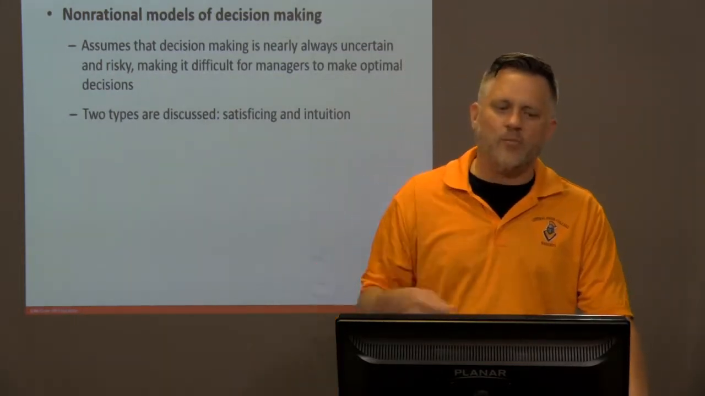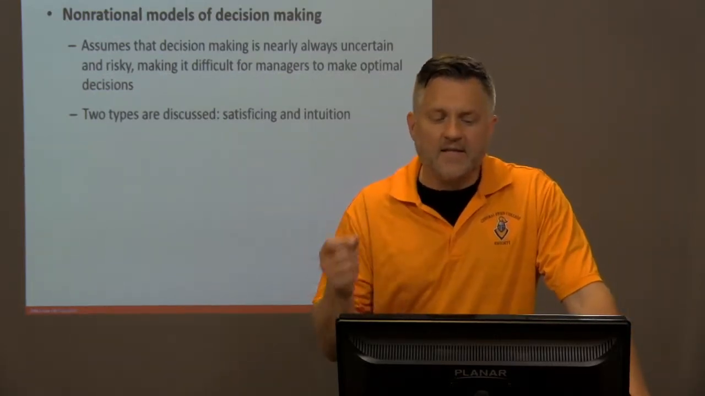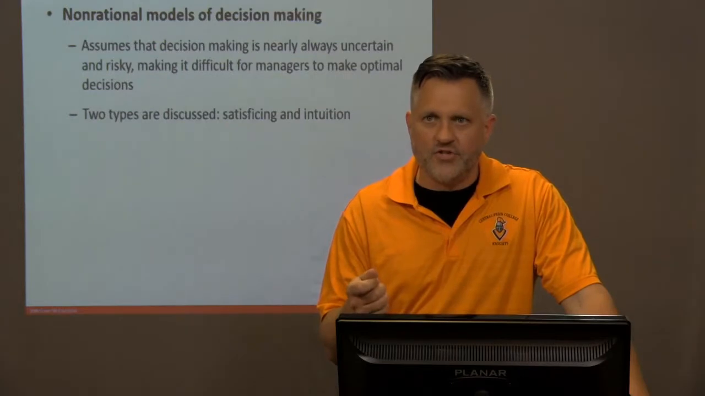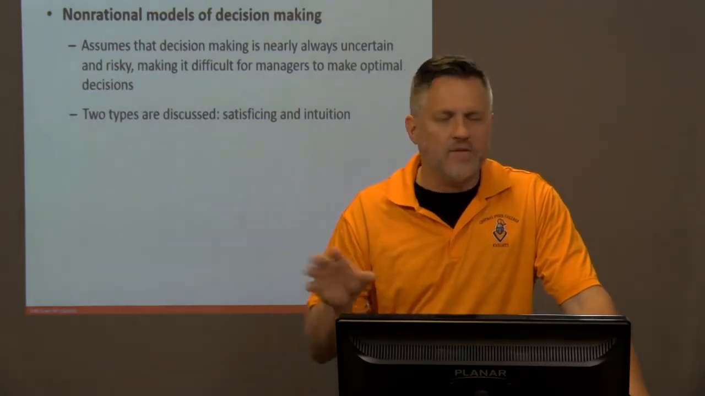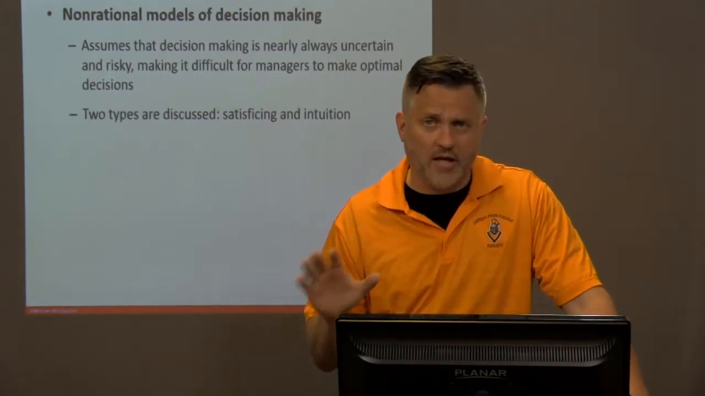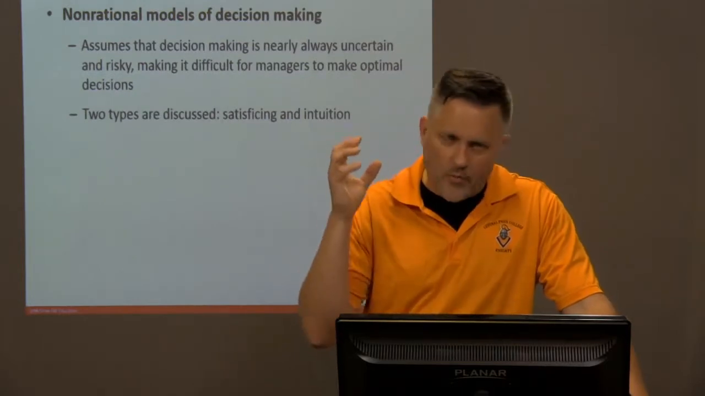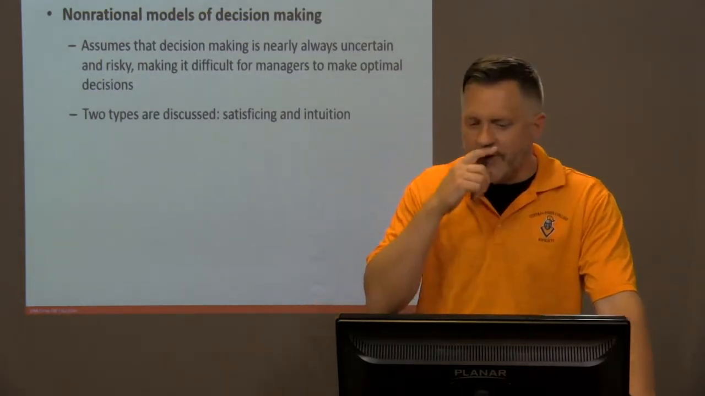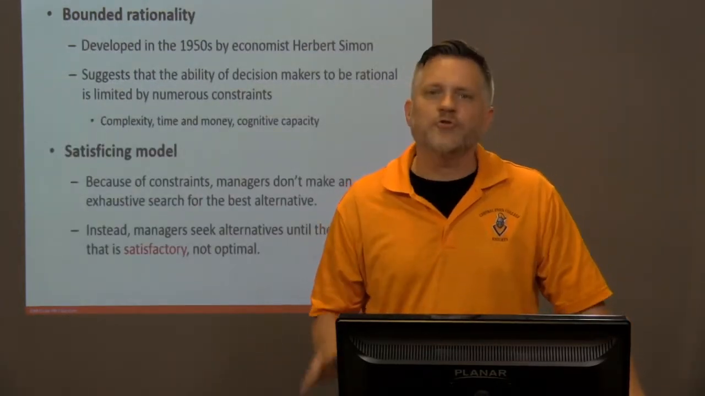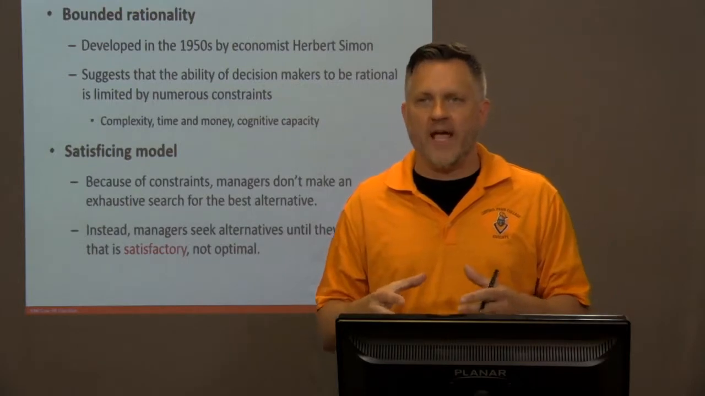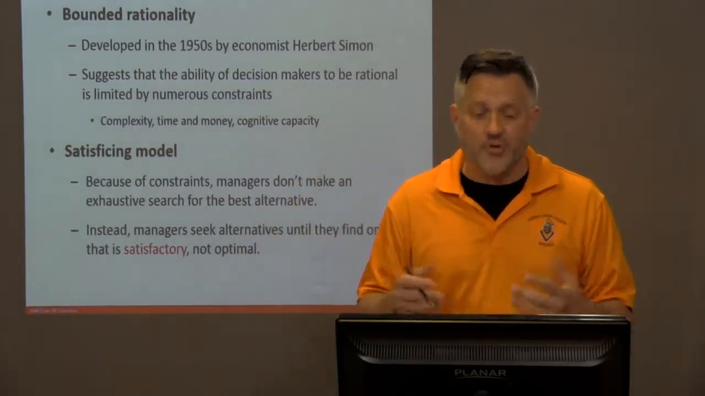The non-rational model assumes that decision-making is nearly always uncertain and risky, making it difficult for managers to make optimal decisions, right? Whereas the rational model says there's no uncertainty, Simon says, look, there's nothing but uncertainty in the world of business. There's nothing but risk in the world of business. So that rational model can't be correct. And then he really talked about two things, bounded rationality and satisficing. Those are two important words to understand as we move forward in our discussion on decision making.